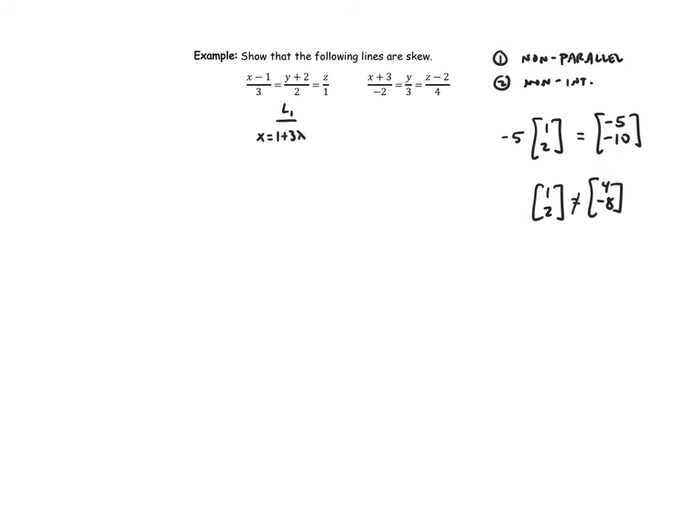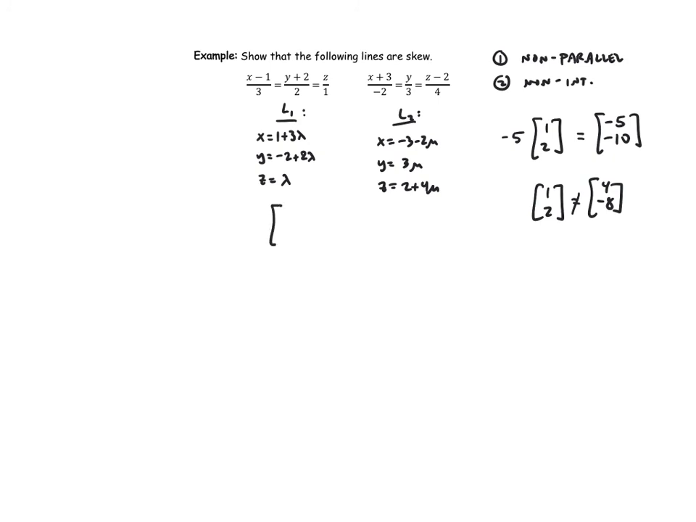So my x is 1 plus 3 lambda. My y's, -2 plus 2 lambda. My z's will just be lambda. Okay, for L2, I would have x equal to, using a different parameter, -3 minus 2 mu. My y's, 3 mu, and my z, 2 plus 4 mu.